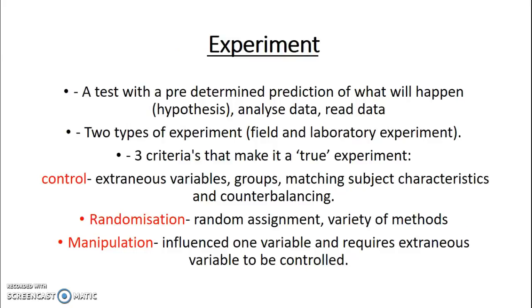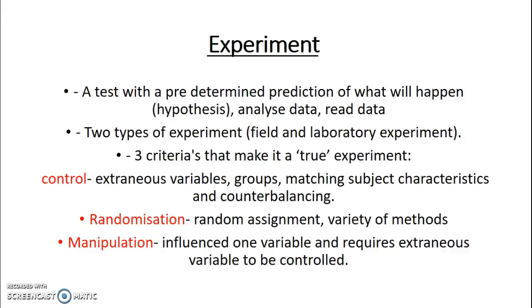Next is experiment. Experiment is a test with a predetermined prediction of what will happen, which is the hypothesis. Then you go on to analysing and reading the data, as previously mentioned. There are two types of experiment. These are field and laboratory experiments. It's important to note there are three criteria to make an experiment a true experiment.